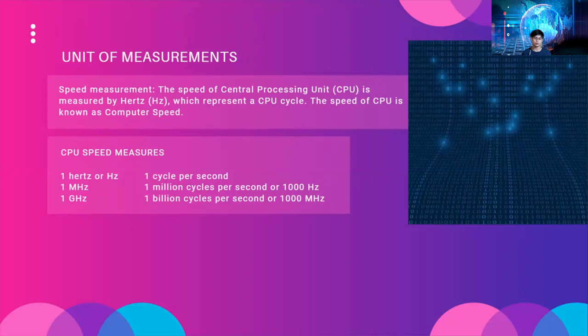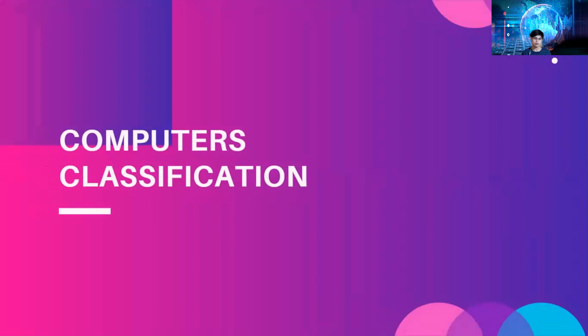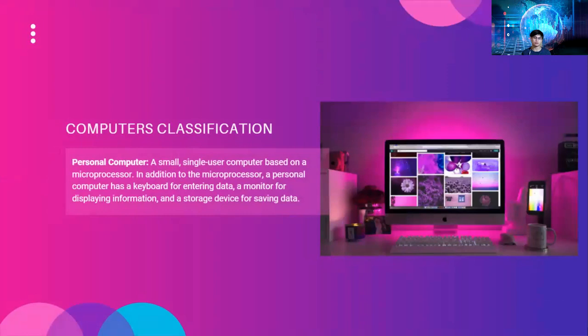Next, the computer classifications. I believe this is pretty basic, and we've been using this all the time. First is the personal computer, a small single-user computer based on a microprocessor. In addition to the microprocessor, a personal computer of course has a keyboard, a monitor, and a storage device for saving. And of course, workstation.